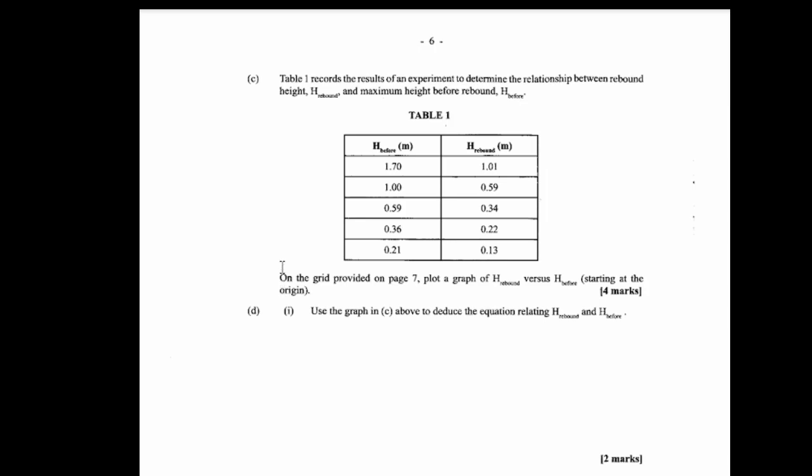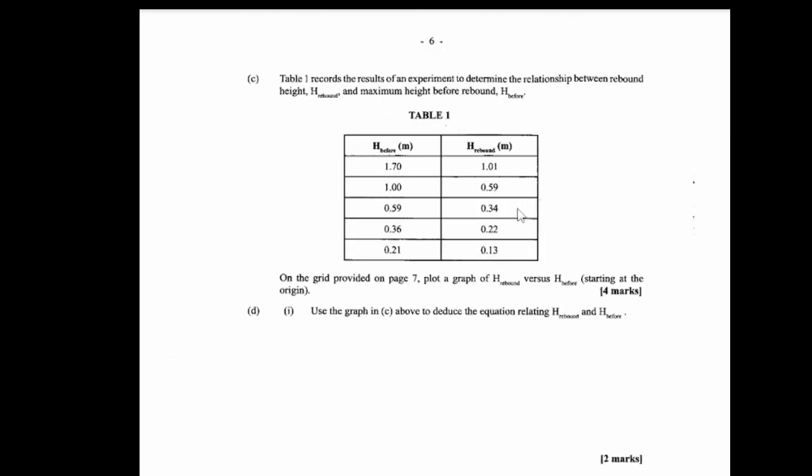Part C gives us a table and it wants us to plot a graph. Table 1 records the results of an experiment to determine the relationship between rebound height, h rebound, and maximum height before rebound, h before. On the grid provided on page 7, plot a graph of h rebound versus h before starting at the origin. Use the graph to deduce the equation relating h rebound to h before, and then how high would the ball be expected to rebound if it were dropped from a height of 2.04 meters. So part C wants us to do three things.